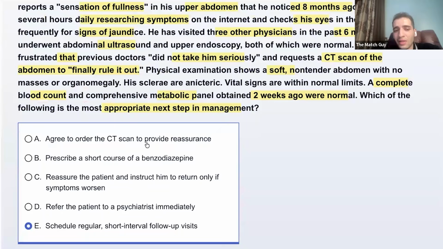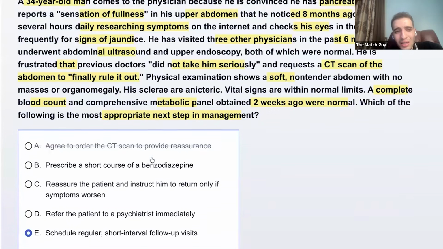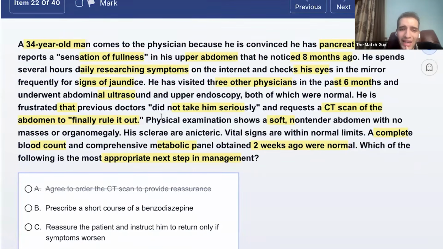Agree to order the CT scan to provide reassurance? Never. As a physician, you should never order a radiological study or a treatment if it is not indicated. So let's say the president of the United States came to you and told you, I need a CT scan of my brain to make sure I don't have a malignancy in the brain. Would you do it? No, never. You have the right to refuse this type of thing. So don't prescribe a short course of benzo. This will help his anxiety, but this person's problem is long term.